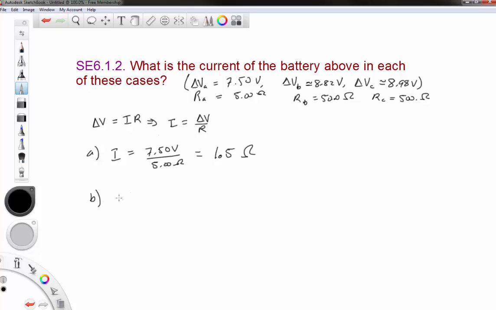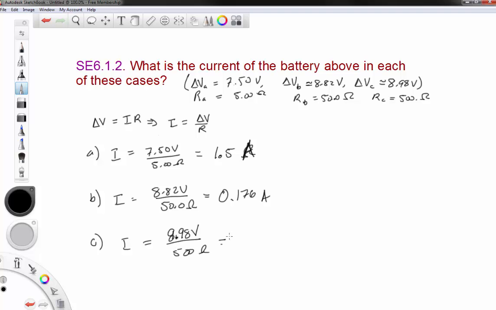Case B, we have I is equal to 8.82 volts divided by 50.0 ohms. So this gives us 0.1764 amps. Sorry, this should be amps, not ohms. Case C says that I is 8.98 volts divided by 500 ohms. So that is going to give us about 0.01796. So that would be 0.0180 amps.